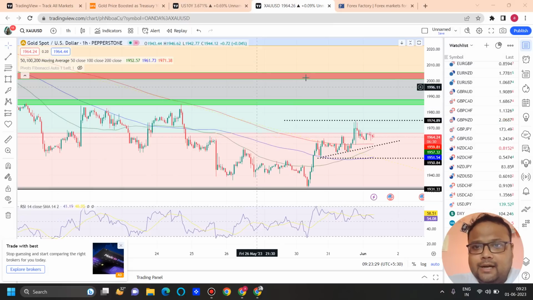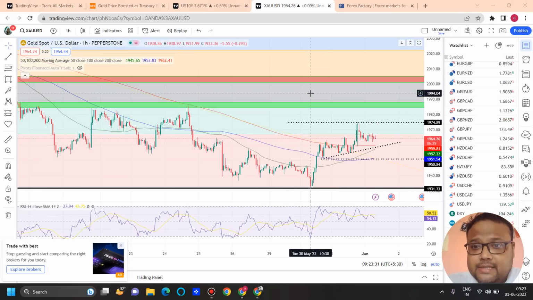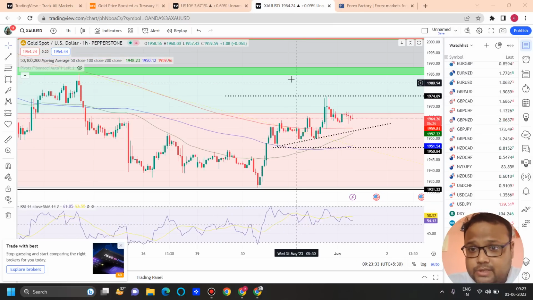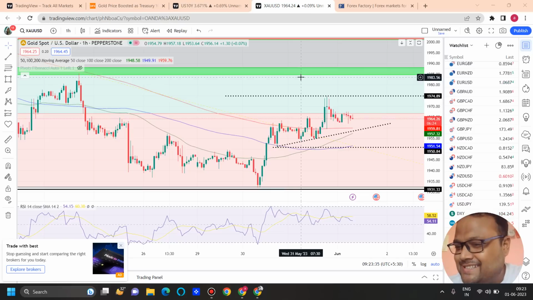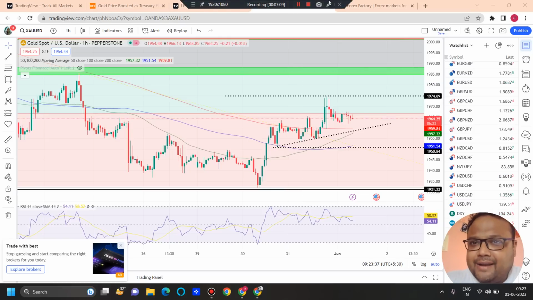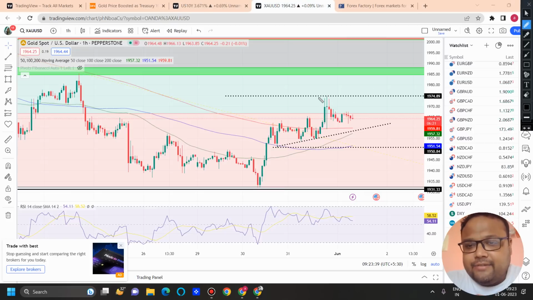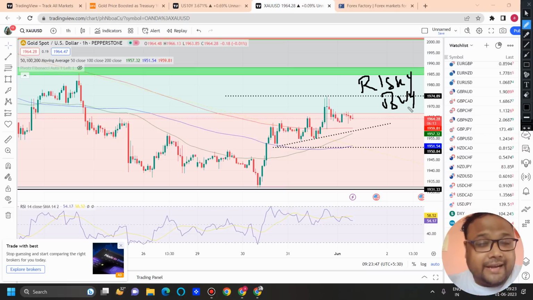These are the three resistances on the chart of gold USD. If the market breaks 1975 also, you can look for a risky buy position above this level. Risky buy above the 1975 level. But try to take a sell position around these levels when there is no news in the market.